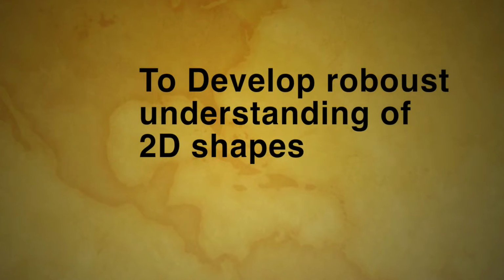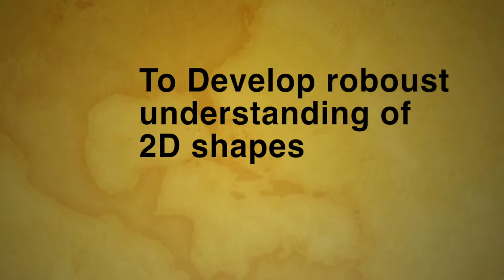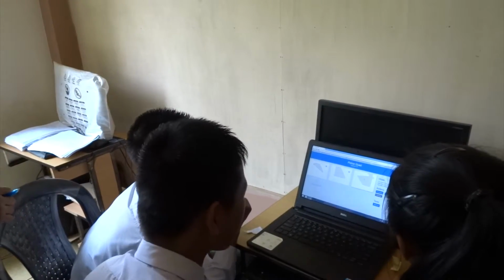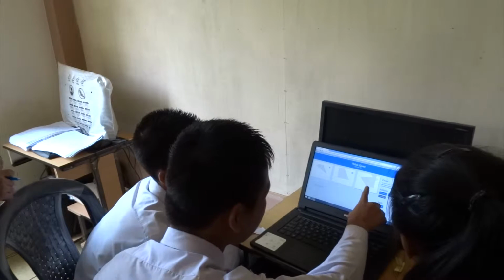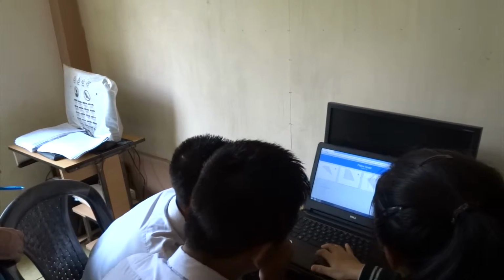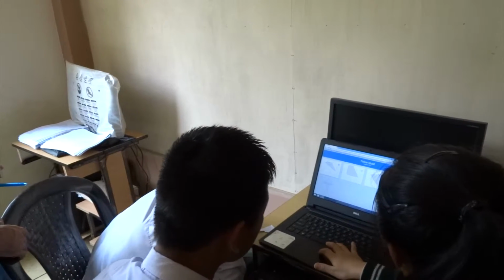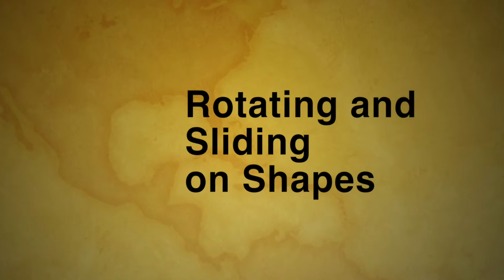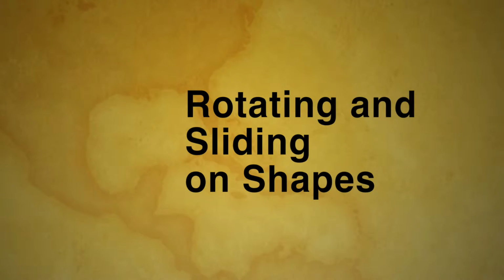Understanding the concept of shape. The focus of this theme is to develop a robust understanding of 2D shapes, which are the primary object of thought in high school geometry. They do this by constructing shapes digitally and using matchsticks, and exploring the effect of different actions like rotating or sliding on shapes.